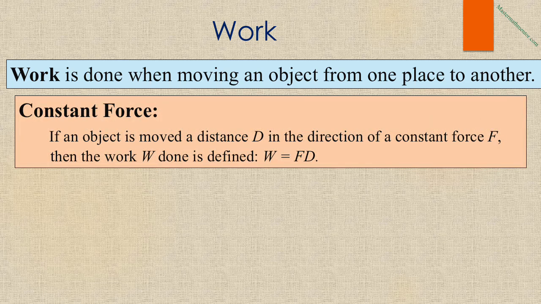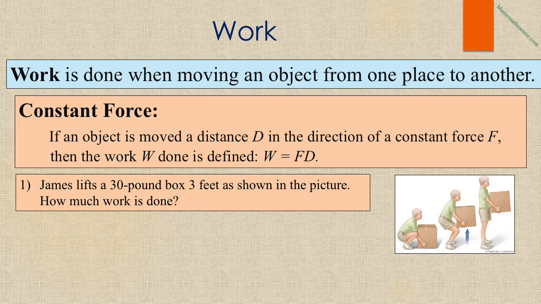If an object is moved a distance d in the direction of an applied constant force F, then the work done W is defined as W equals F times d. Force can be thought of as a push or a pull, one that changes the state of rest or motion of an object. If the gravitational forces are on Earth, then force is usually measured as the weight of an object.